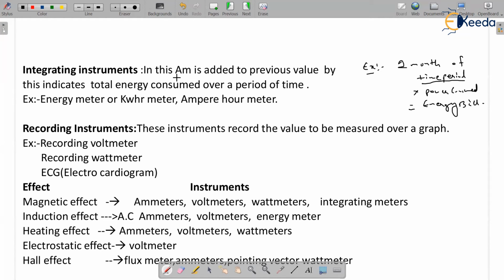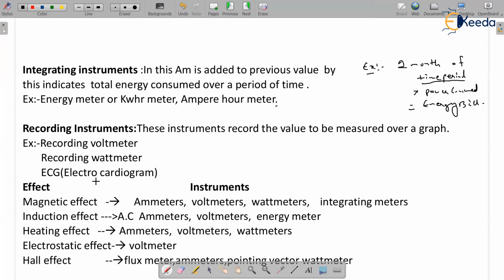In this, the measured value is added to the previous value. By this, it indicates the total energy consumed over a period of time. Examples: energy meter or kilowatt hour meter, ampere hour meter.